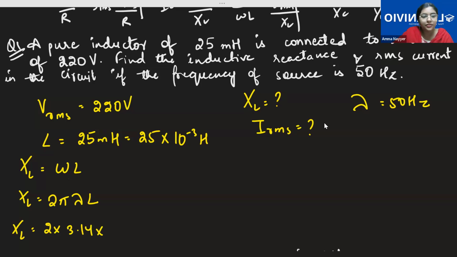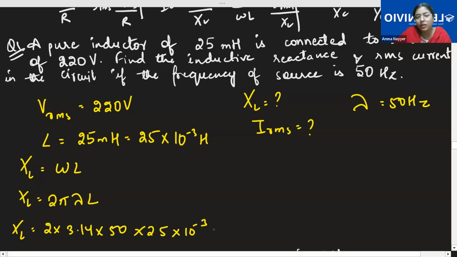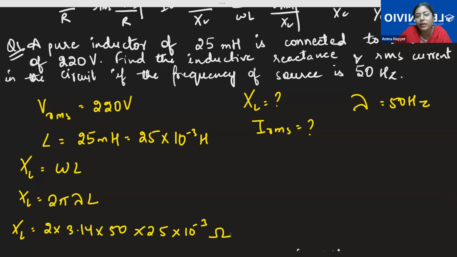Frequency is given as 50 hertz and L is given as 25 into 10 to the power minus 3. So this will be the resistance only, so the unit will be ohm. You can solve this and see whatever the answer is. I think it will be 8.5 something, but you can cross-check it.